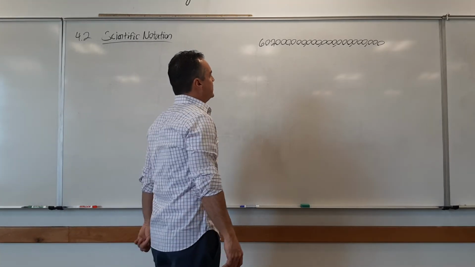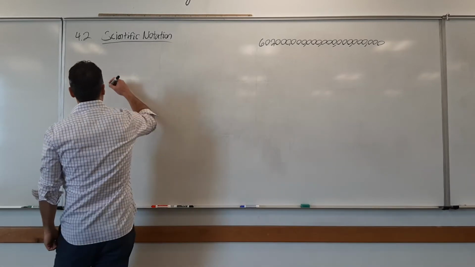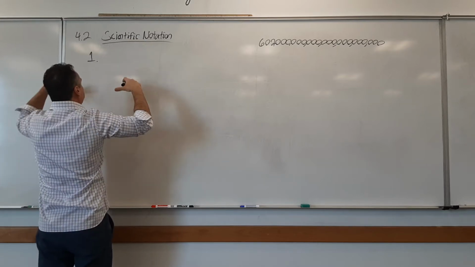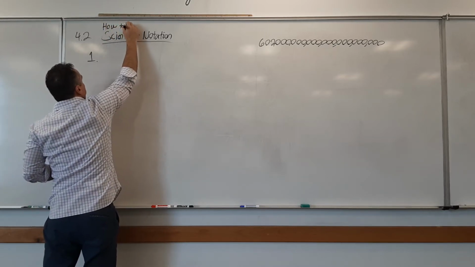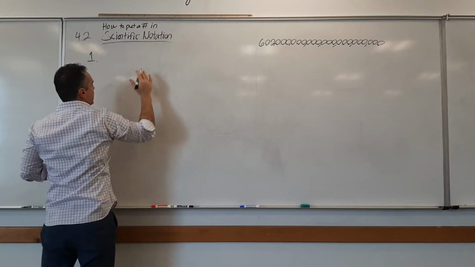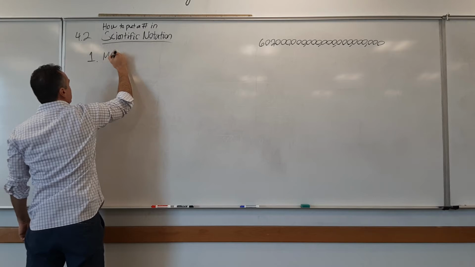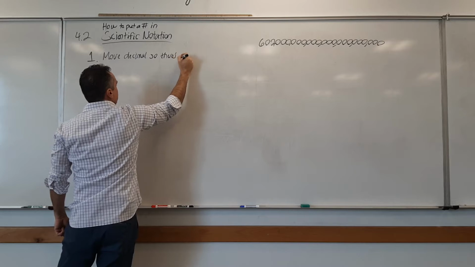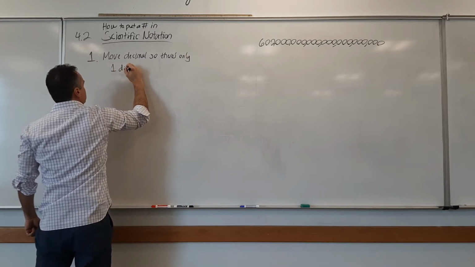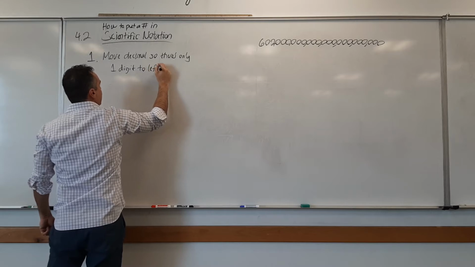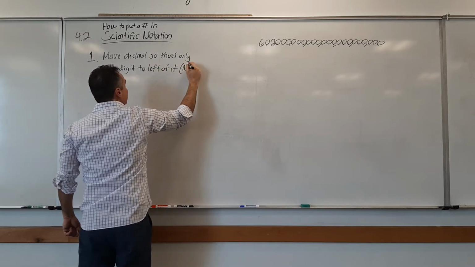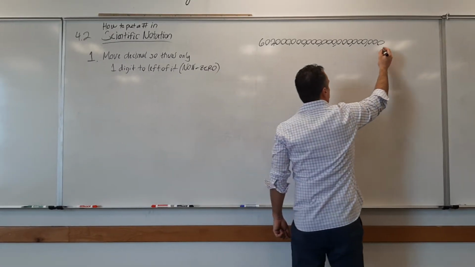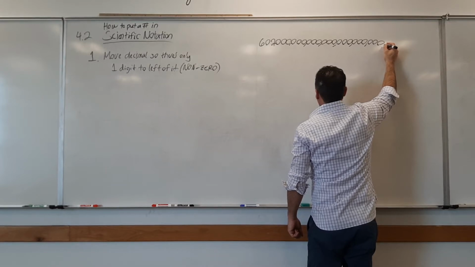But to truly convey this number, what we do here is step number 1, and this is basically the definition of scientific notation, wrapped up in how to put a number in scientific notation. The first thing we're going to do is move the decimal so there's only one digit to the left of it, but that digit cannot be 0, okay? And so here's our decimal right here. And we're going to count, not zeros, not zeros. That's a big misconception.